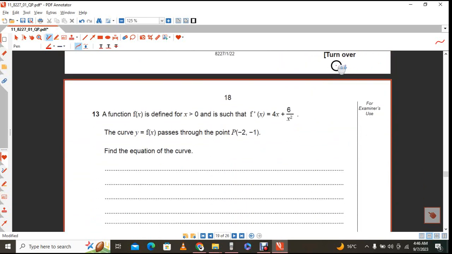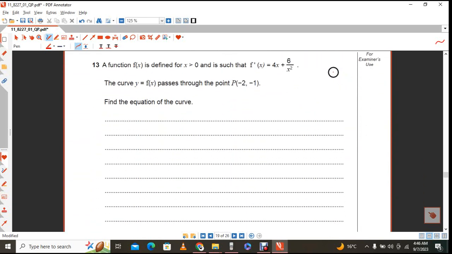Right. Question 30. A function f of x is defined for x greater than 0 and such that the derivative of that function, or f prime of x, is equal to 4x plus 6 upon x squared. The curve passes through the point P(-2, -1). Find the equation of the curve.